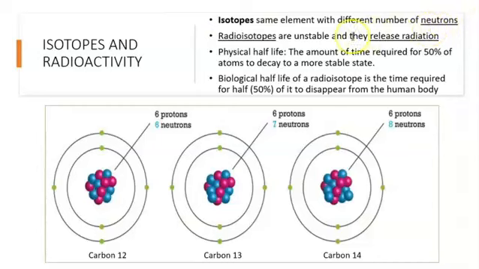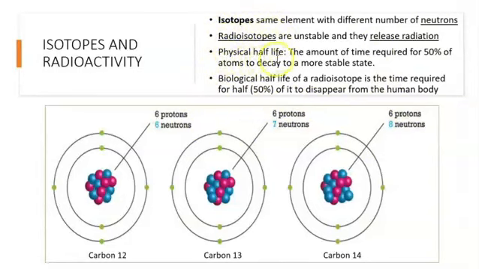This excess number of neutrons is going to be unstable. So what the carbon is going to do to try to become stable again is going to release radiation. And now these carbons with different numbers of neutrons are going to be called radioisotopes. It's going to be a radioisotope because it's going to release radiation.